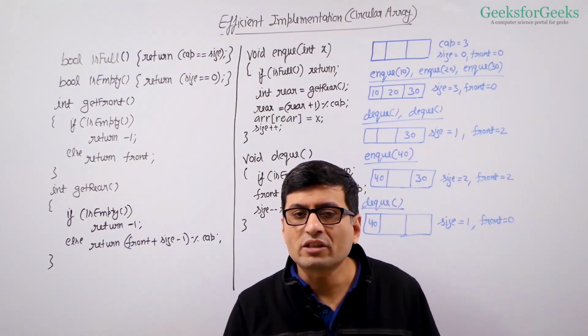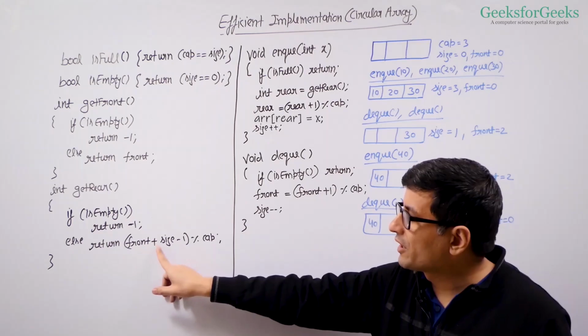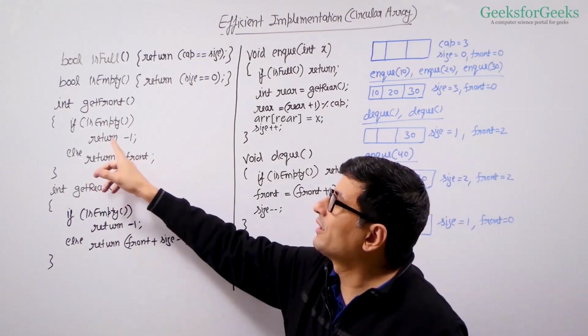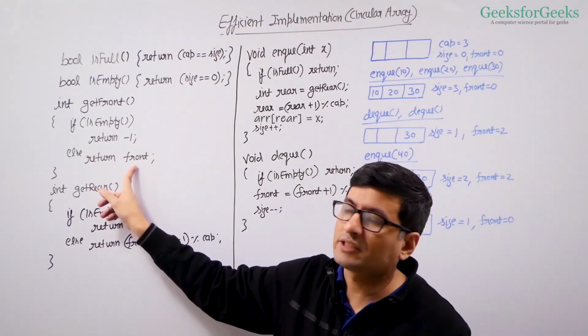And we get the rear using this formula. You can take a look at this get rear. We follow the formula front plus size minus 1 modulo capacity. And our get front function is simple. If it's empty, then return minus 1, otherwise simply return the front index.